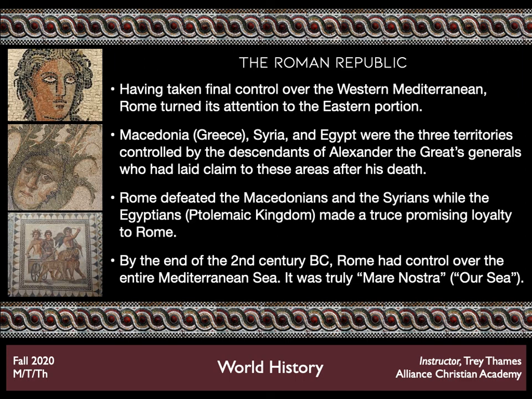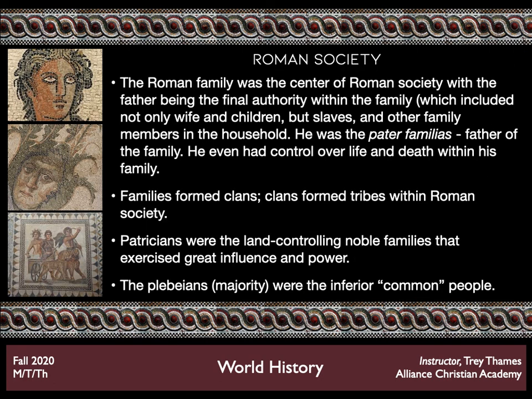And by the end of the 2nd century, Rome had control over the entire Mediterranean Sea, making it totally what they called it, Mare Nostrum, our sea. That was pretty arrogant, but they had complete control of the Mediterranean Sea. Now, a little bit about Roman society. That's how the Roman Empire sort of formed itself. What about Roman society?